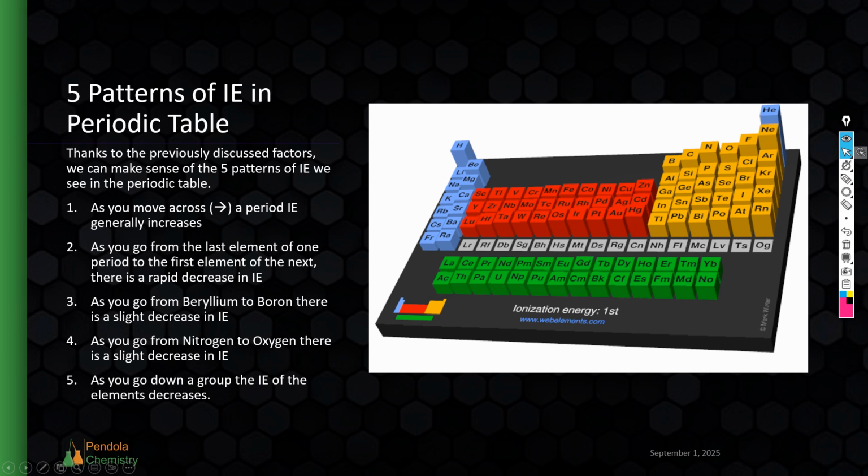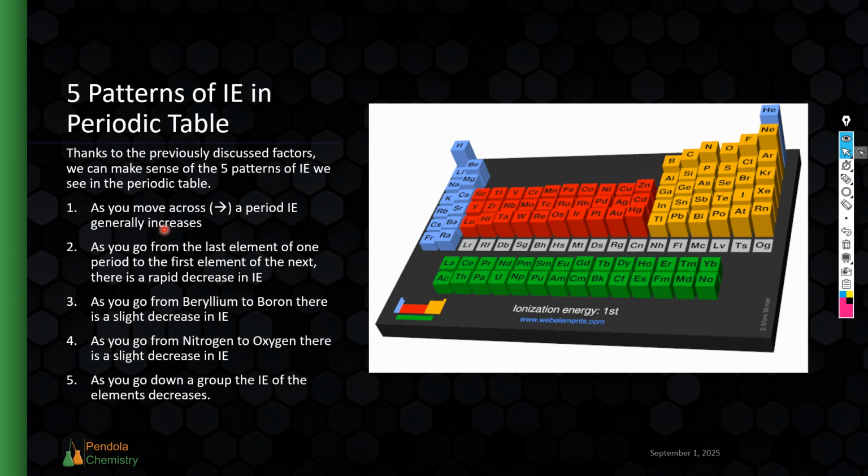So let's discuss the patterns in ionization energy. Now, we've already discussed the 5 patterns individually, but let's put them all together so we can be concise and have a better idea of what we're looking at. So the first thing that we discussed was that as you move across a period from, let's say, lithium all the way to neon, or from potassium all the way to argon, the ionization energy is generally going to increase.